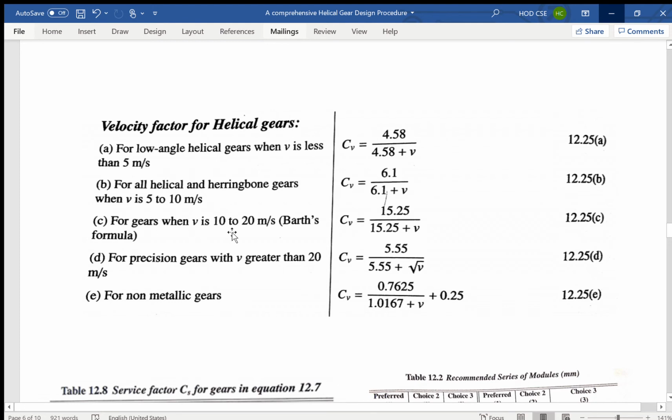For gears when V is 10 to 20 meter per second, that is Barth's formula, Cv is equal to 15.25 divided by 15.25 plus V. For precision gears with velocity greater than 20 meter per second, Cv is equal to 5.55 divided by 5.55 plus square root of V. For non-metallic gears, Cv is equal to 0.7625 divided by 1.0167 plus V, plus 0.25.